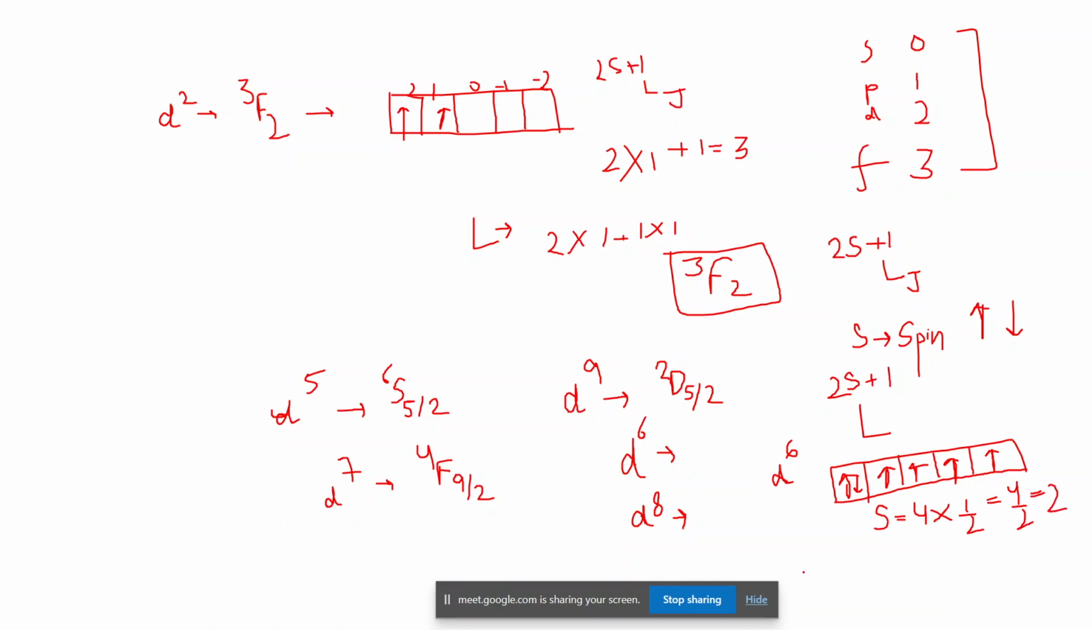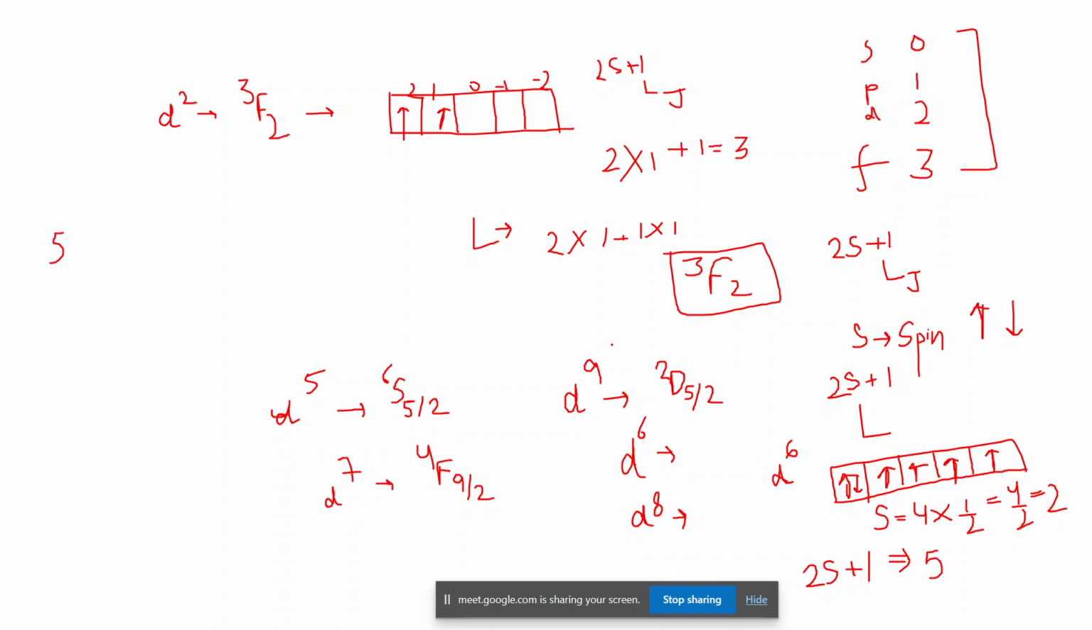Now for the spin multiplicity you have the formula 2S plus 1. That is 2 into 2 plus 1, that is 5. Is it clear? So it is 5.